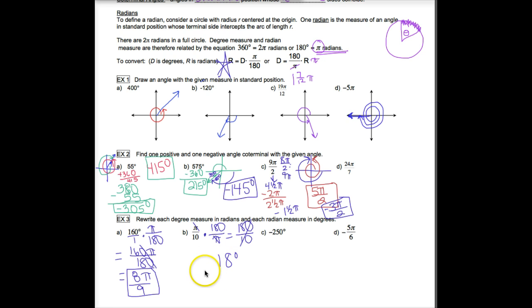And think about whether your answer makes sense or not. Look at how many degrees this is. 160 is close to 180, so it's close to 1 pi. This is close to 1 pi. Pi over 10 is very small. 18 degrees is very small. So you just want to make sure that it makes sense.